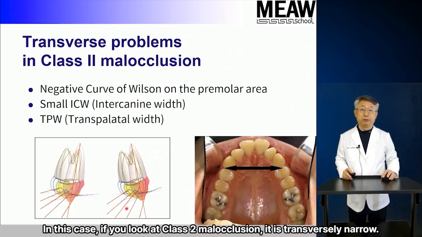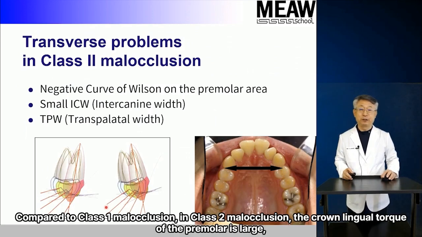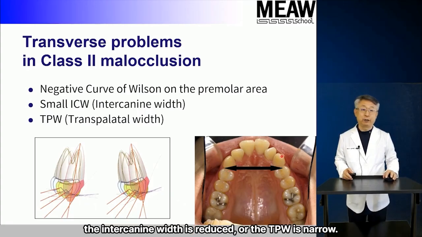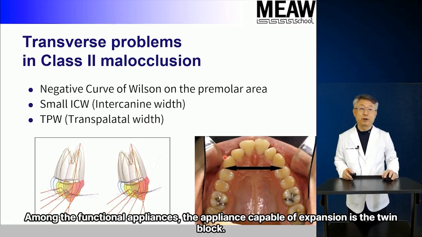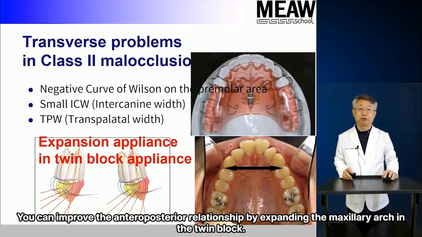In this case, if you look at class 2 malocclusion, it is transversely narrow. Compared to class 1 malocclusion, in class 2 malocclusion, the crown lingual torque of the premolar is large. The intercanine width is reduced, or the TPW is narrow. In this case, expansion is required. Among the functional appliances, the appliance capable of expansion is the twin block. You can improve the antero-posterior relationship by expanding the maxillary arch in the twin block.